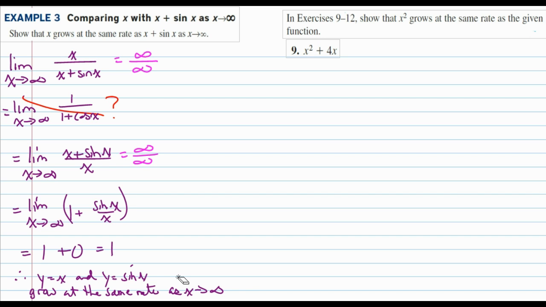It says show that x squared grows at the same rate as the given function. Alright, well, I have learned my lesson from the other problem. I'm going to put the binomial x squared plus 4x on the top and then the monomial x squared on the denominator. Yes, I could continue to simplify this, but I want to show you something.